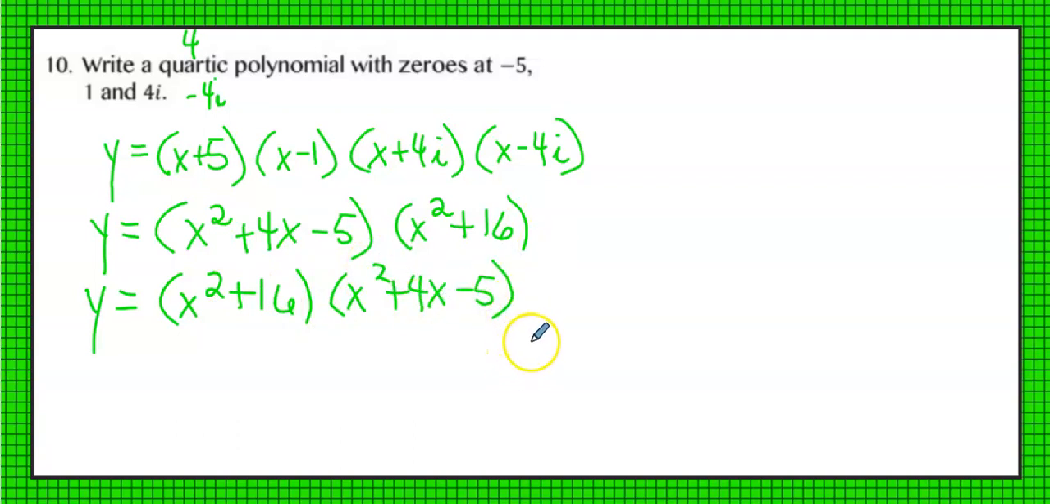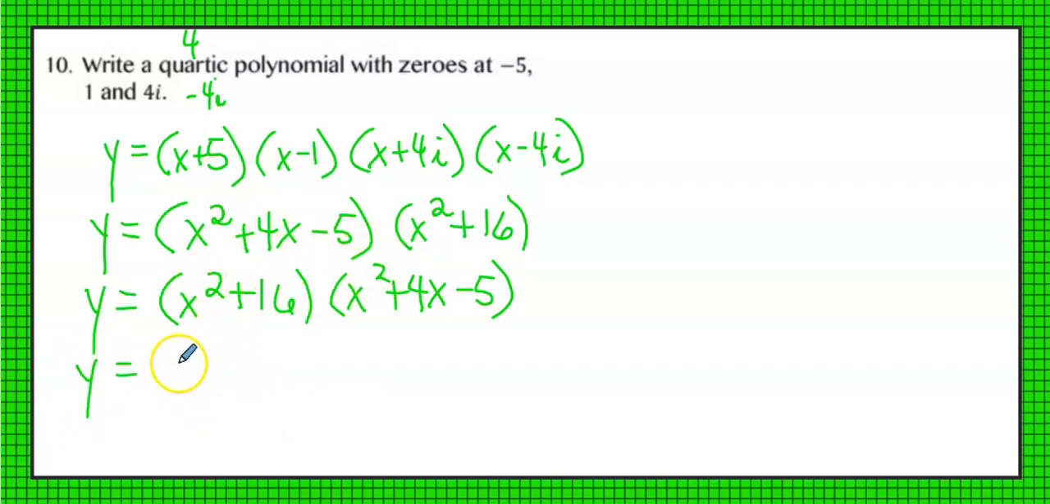Let me just double check. Okay, I'm right so far. Now, the reason I like to do this is because I've got a binomial and a trinomial, and if I'm going to multiply those two together, I like to distribute 2 terms in instead of 3. It's just, to me, it's easier. Okay, so let's do that.